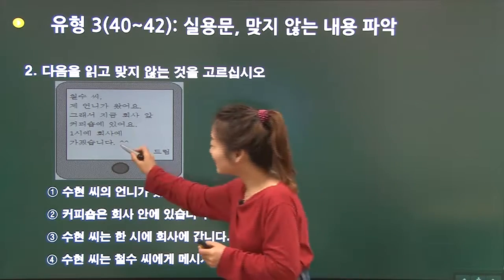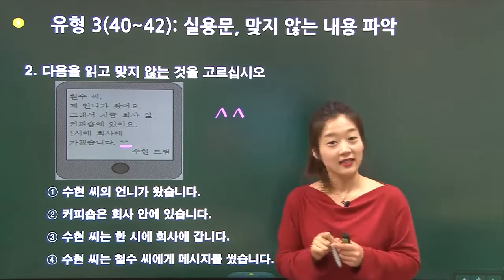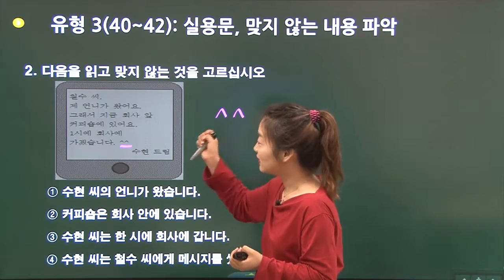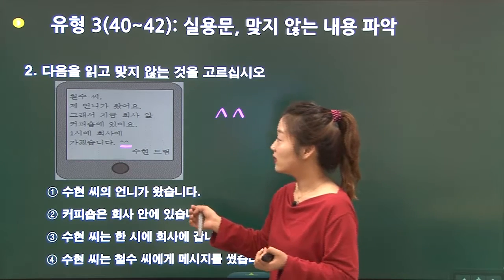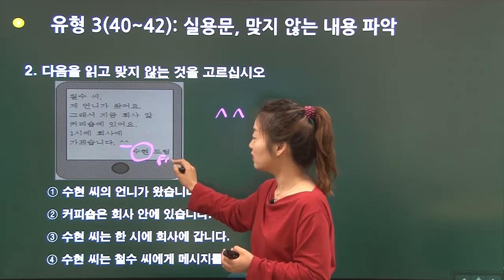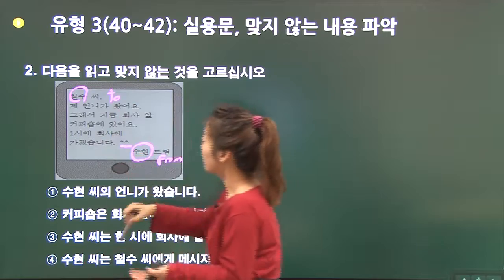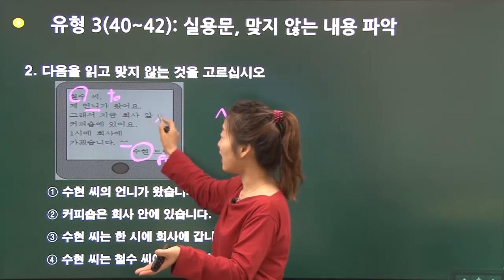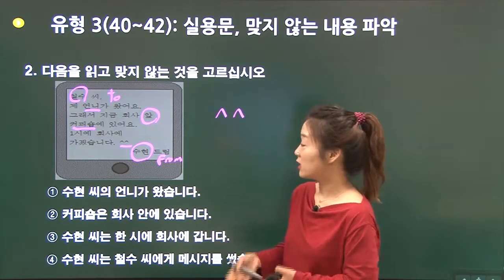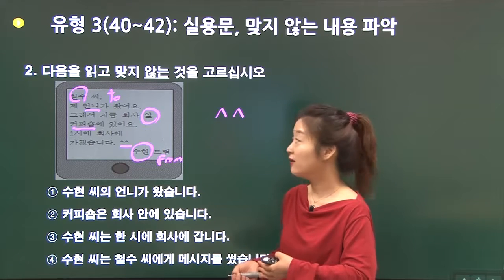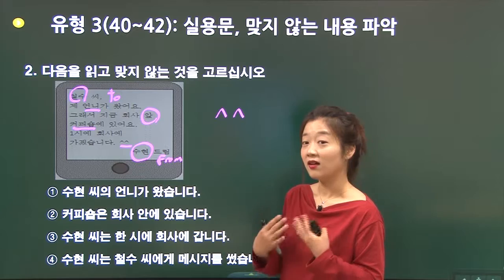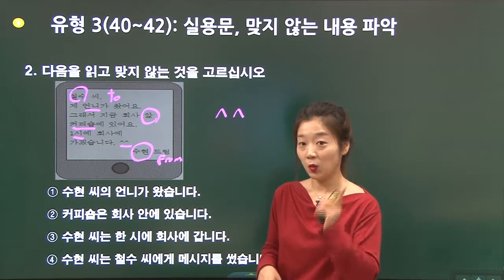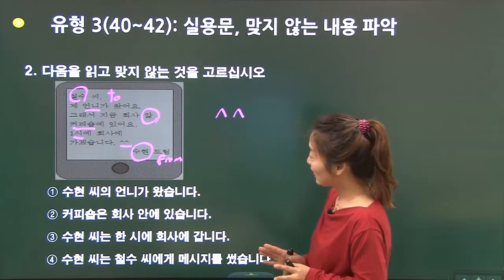Look at here. This mark in Korea is a smile, okay? And then look at it, 철수 씨, 제 언니가 왔어요. So this is from 수연 to 철수. And 수연's sister comes. So 그래서 지금 회사 앞 커피숍에 있어요. Where is Suyeon now? She is at the coffee shop, cafe, in front of the office, right? And then 1시에 회사에 가겠습니다. I will go to the office at 1 o'clock, right? Good. So let's find the incorrect one.